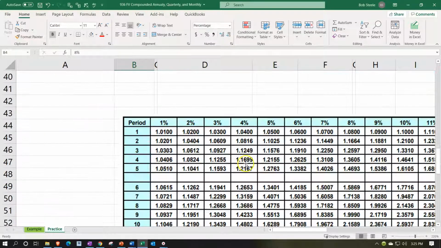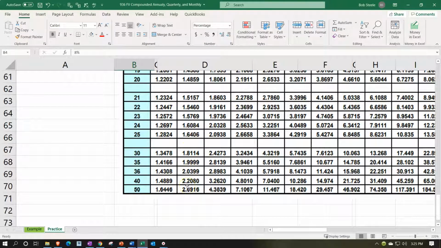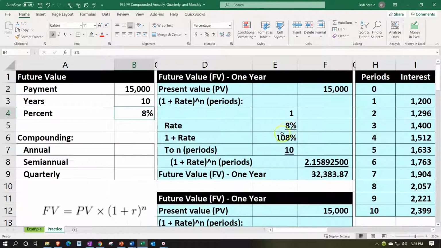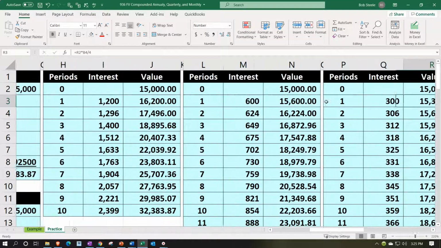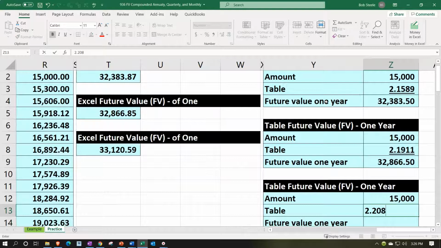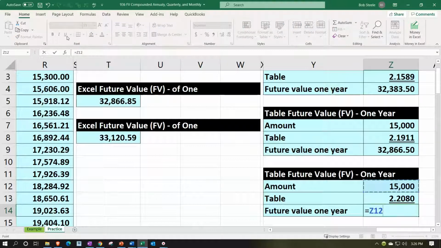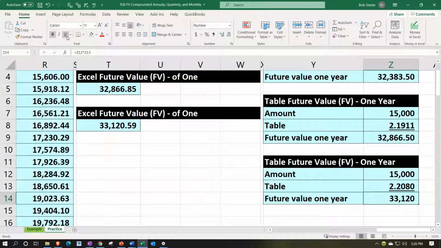2 and 40. So here's the 2, and the 40 is going to be down here at the 2.2080. Adding some decimals, home tab, numbers, decimalized, and then home tab, font, underlined, and then multiplying the 15,000 times the 2.2080 and decimalizing it. There's the 33,120, which is close to the 33,120.59, not exact.